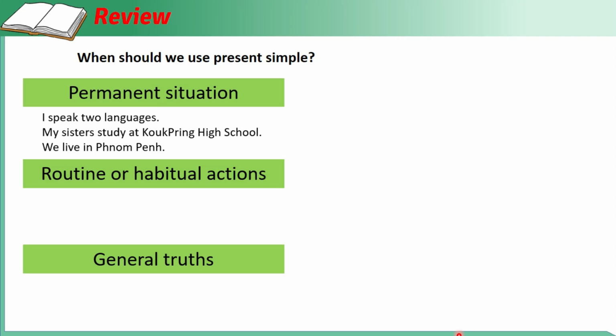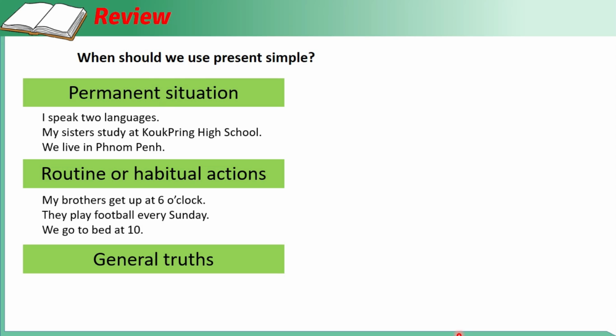Okay. Let's move to routine or habitual action. So routine or habitual action means that the action that you do repeatedly or you do every day as your habit. Okay. Now see the example of routine or habitual action. My brothers get up at 6 o'clock. They play football every Sunday. We go to bed at 10.